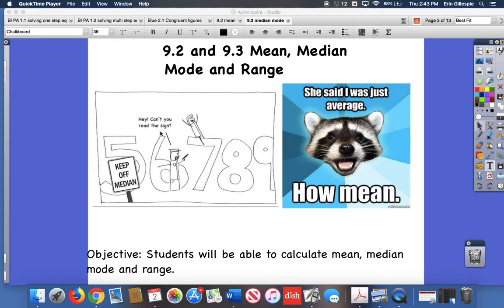So this guy says, hey, can't read the sign. And this guy's on the 7, and the sign says, keep off the median. Okay, the median is the middle number, and of those numbers that are already in order, 7 would be the median. Now, normally you see that on a highway, or think about State Street here in town. You know how there's the grass in between the lanes going north and south? That's a median. It's the middle. And then over here with the raccoon, she said I was just average. How mean. So average and mean are the same thing, right? So that's what makes that one funny.